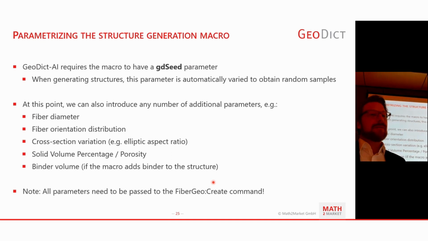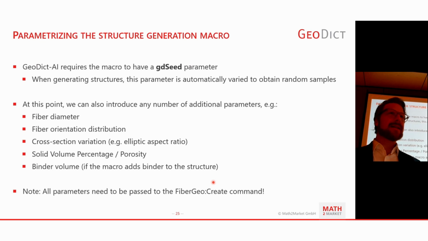Because of this, we now need to parameterize this structure generation macro. That means we add parameters or variables. The very least that we need to do, and Geodict AI requires that in order to avoid this kind of error that I mentioned, is for the macro to have a GD seed parameter. It has to have that name. And when Geodict AI later generates training structures, this parameter is then automatically varied to make sure that every invocation of that macro produces a different structure.